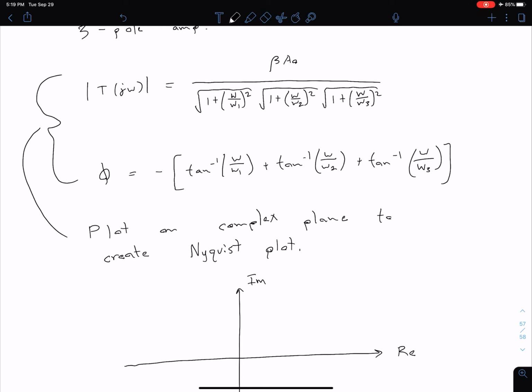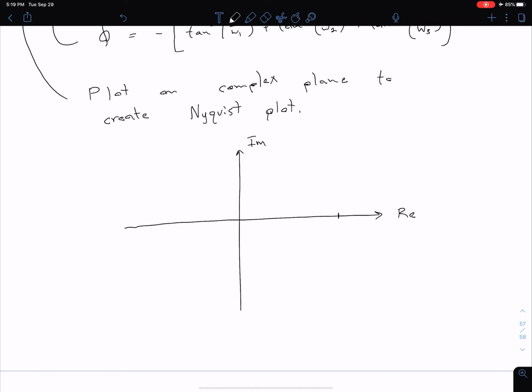So let's think through what's happening as we increase our frequency from 0. If we think about our magnitude first, for 0 frequency, if we have a 0 for each of these frequencies here, we're going to have just a 1 in the denominator, and our magnitude is going to be beta times A naught. Similarly, if we looked at our phase information and considered putting in a 0 for each of these frequencies, we would see that our angle is just 0. So what that means is if we come out here on our plot, we're on the real axis, and the value of this is going to be our low frequency gain, beta A naught.